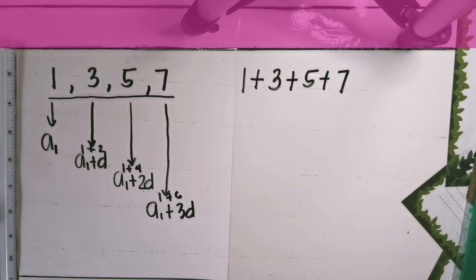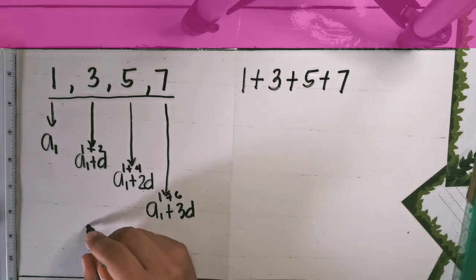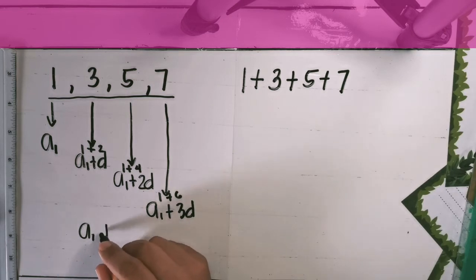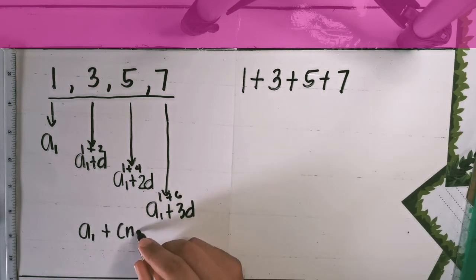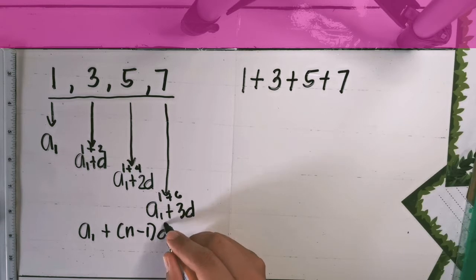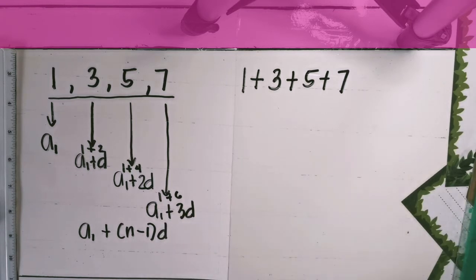So, para makuha yung nth term, alam naman natin na ang formula ay a sub 1 plus n minus 1 times the common difference. So, yan yung representation ng mga terms ng isang arithmetic sequence.